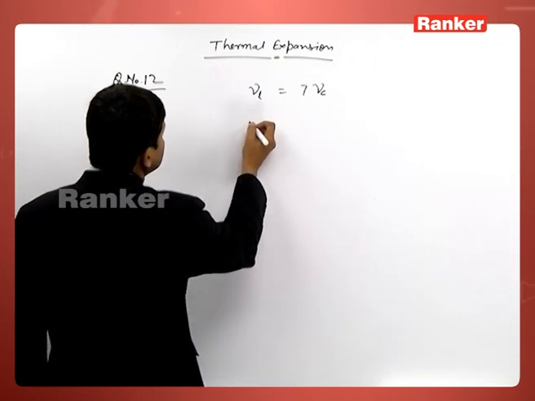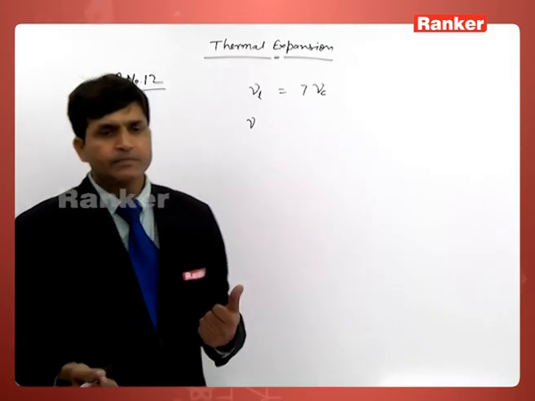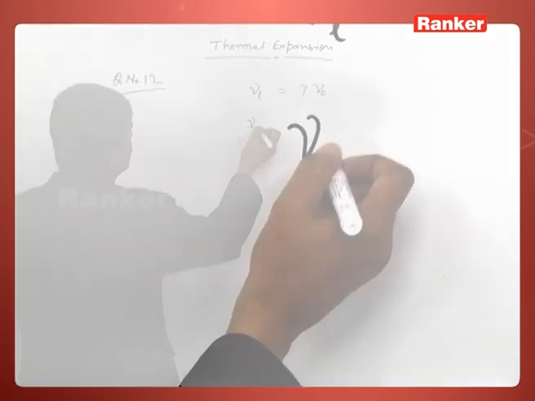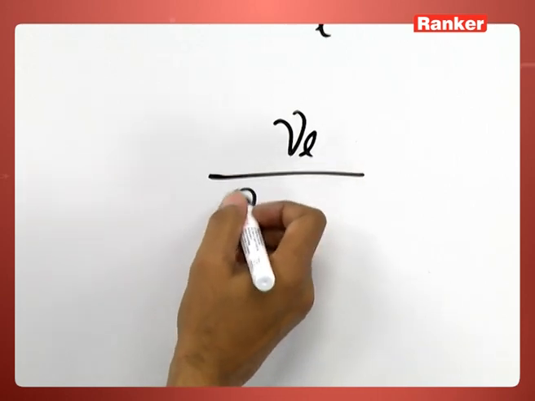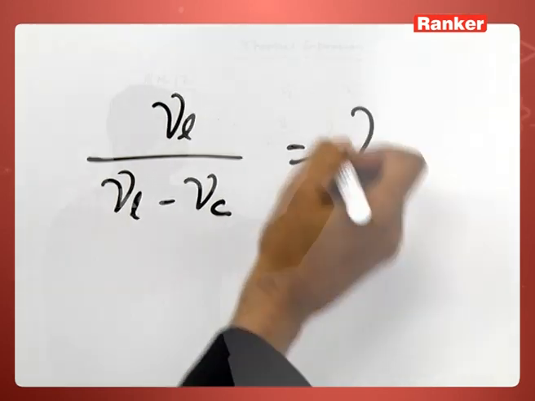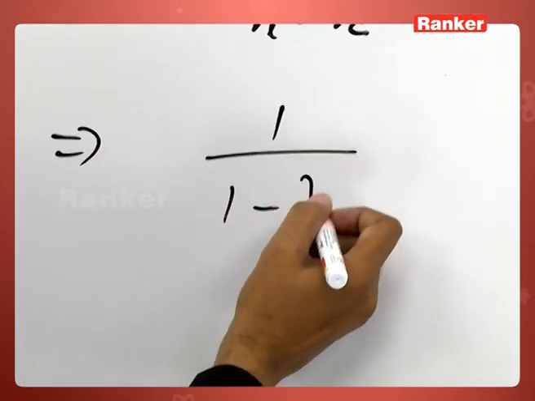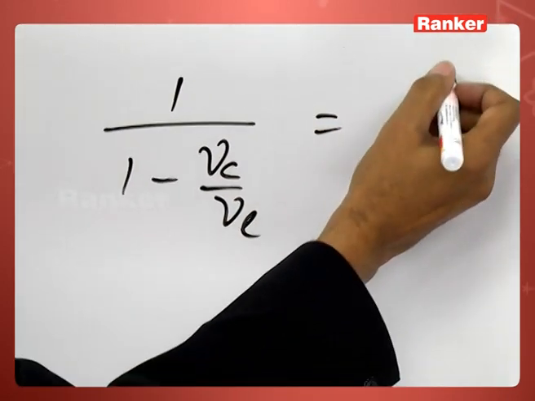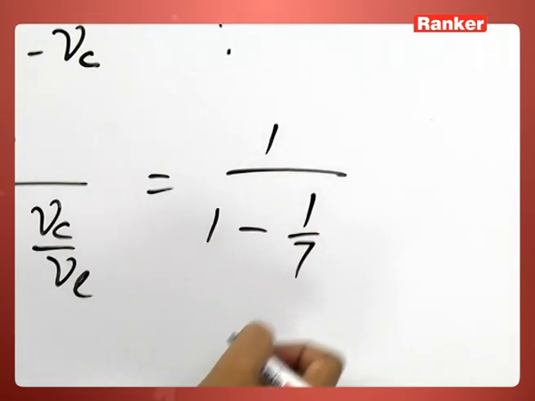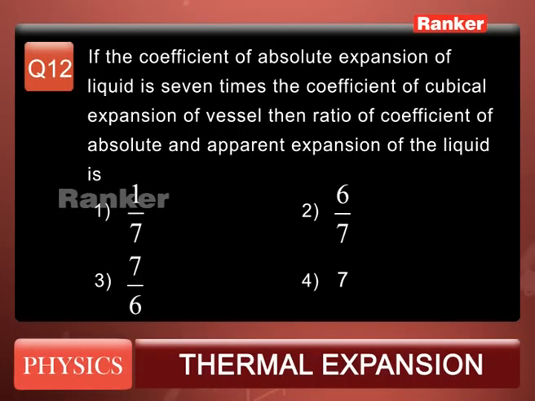Now we have to find the ratio of coefficient of absolute and apparent expansion of liquid. Apparent expansion means gamma L minus gamma C. This we have to find. This we can directly get from here: 1 by 1 minus gamma C by gamma L, which is 1 by 1 minus 1 by 7. So this will be 7 by 6. So the correct option is option number 3.